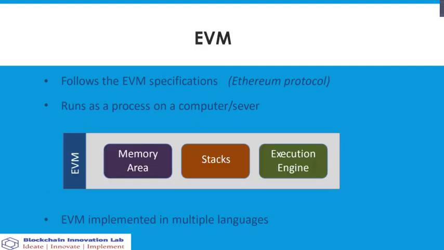So you have the EVM. What is an EVM? It follows the EVM specification. It is an Ethereum protocol and it runs as a process on a computer or a server. And it's a stack. I am talking about the architecture behind it. The Ethereum Virtual Machine has a memory area, you have different stacks, and you have an execution engine. For people who understand programming, the structure will be almost the same, right?